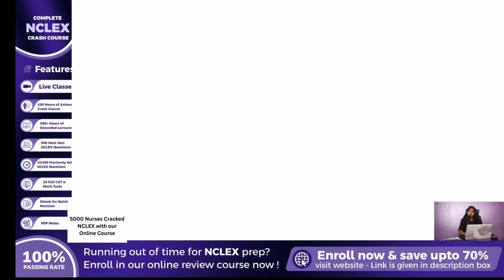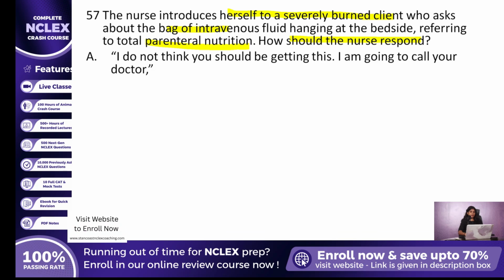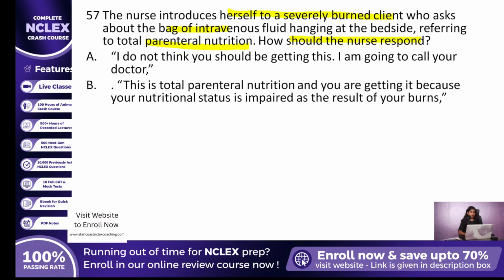Question 57 now brings us to a nutrition-related concern in a burn client receiving total parenteral nutrition. The nurse introduces herself to a severely burned client who asks about the bag of intravenous fluid hanging at the bedside, referring to total parenteral nutrition. How should the nurse respond? Here are the options. A. I do not think you should be getting this. I'm going to call your doctor. B. This is total parenteral nutrition, and you are getting it because your nutritional status is impaired as the result of your burns.